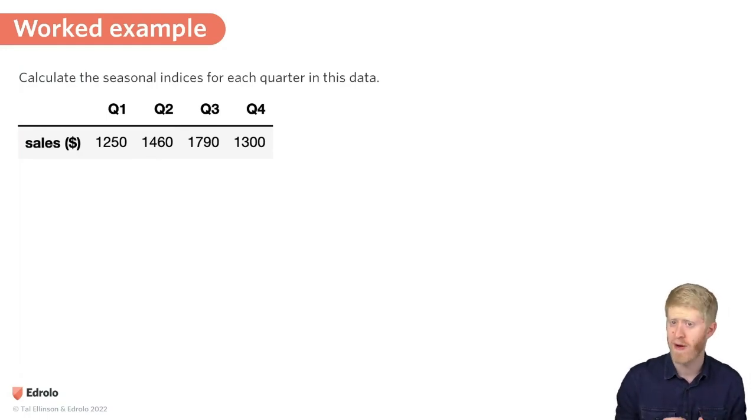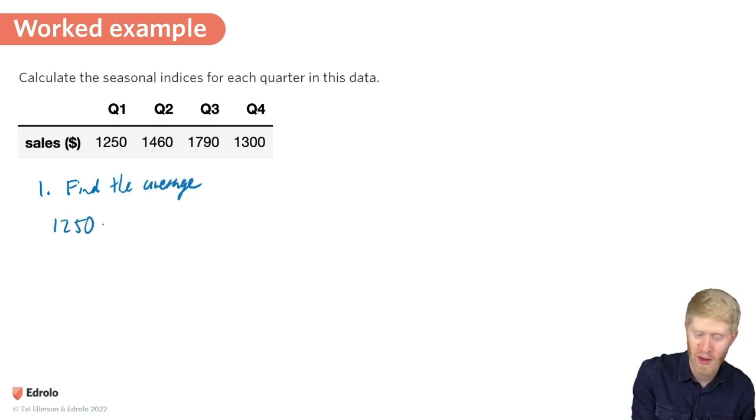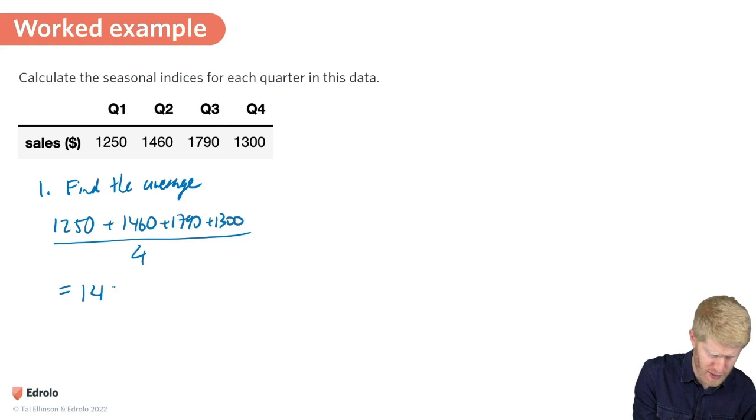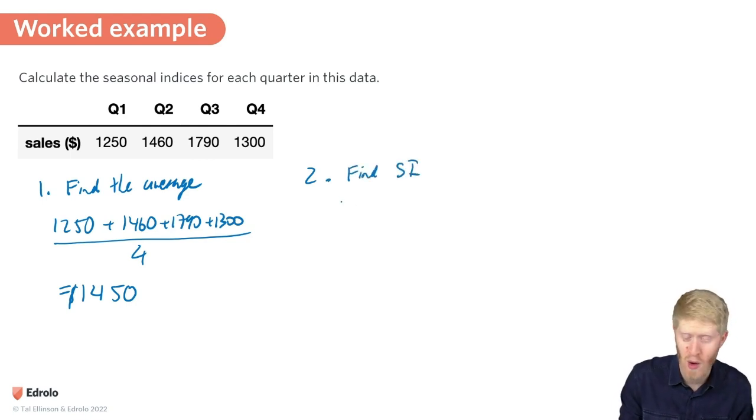All right, let's actually solve this question. The first step is to find the average for the entire year. So step 1, find the average. How do we do that? We'll add up all of our numbers and divide them by 4. We get that the average sales in this year was $1,450. Now, we want to find the seasonal indices. And the way that we'll do that is we'll take our quarterly sales and divide it by the average.